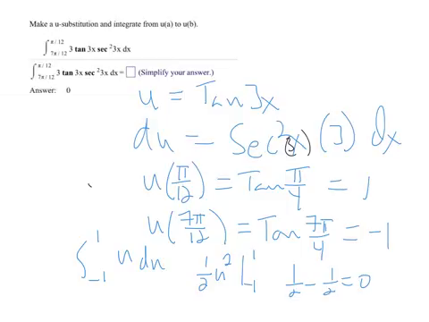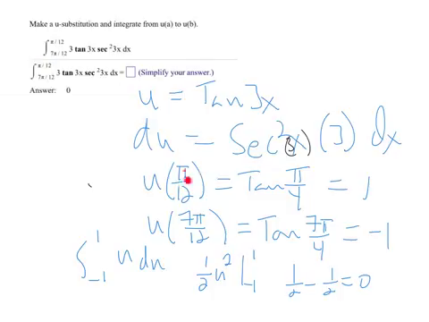So I've got the 3 here, and the secant squared dx all gets replaced with du. And the tan 3x is the u. And then, because I am doing a u substitution, I figured I'd change my limits of integration.